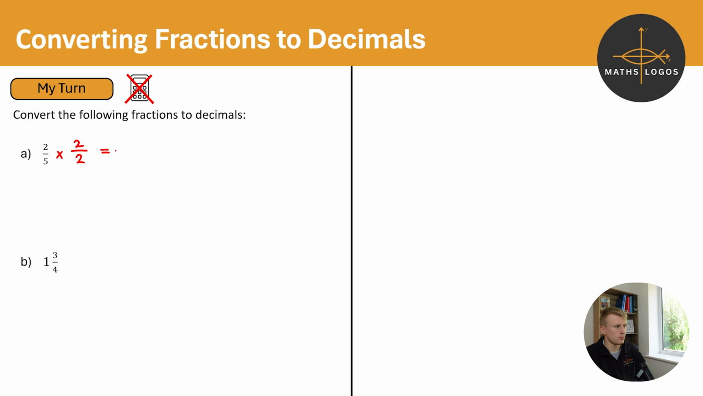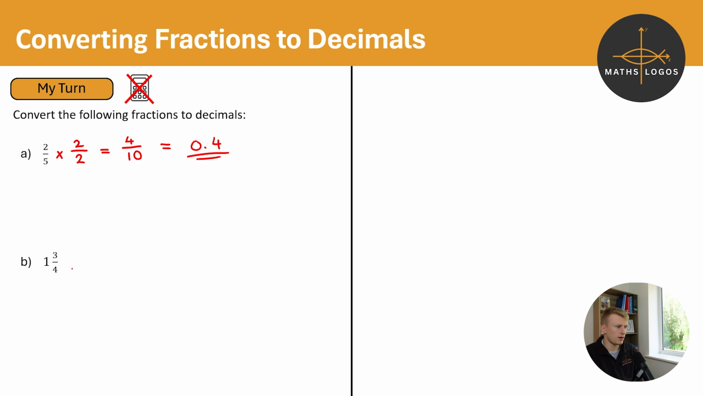Let's go ahead and do that. 2 multiplied by 2 is 4, and 5 multiplied by 2 is 10. So I can say that 2 fifths is equal to 4 tenths. I've created an equivalent fraction. And because I now have a decimal fraction, I can use place value like we were doing in the previous examples. 4 tenths is 0.4.